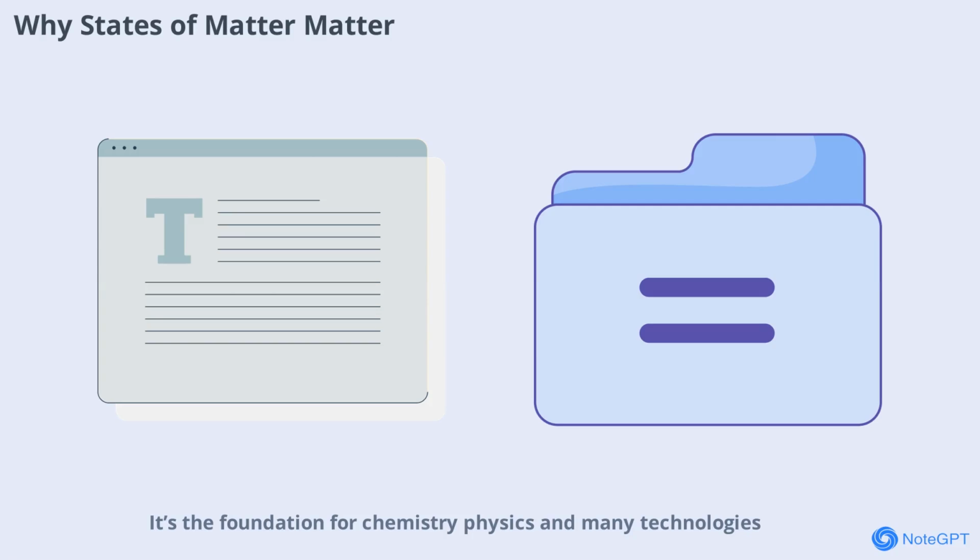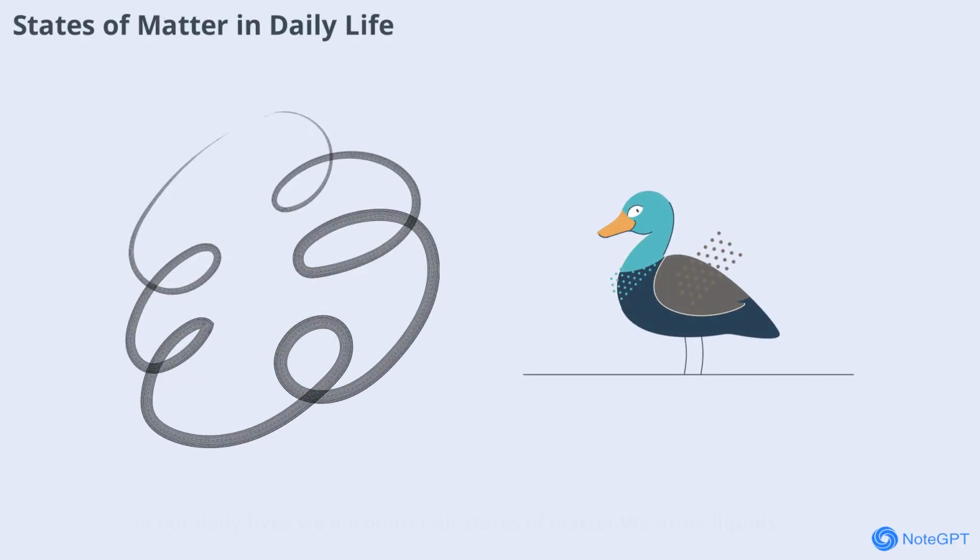It's the foundation for chemistry, physics, and many technologies. Knowing how matter changes state helps us cook, build, and even explore space. In our daily lives, we encounter all states of matter. We drink liquids, walk on solids, breathe gases, and see plasma in lightning or neon lights. Understanding these states helps us appreciate the world and make better choices in everything from cooking to cleaning.